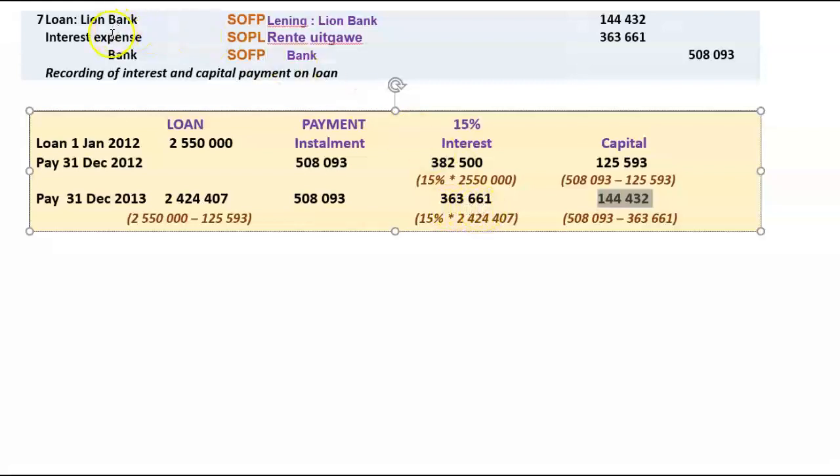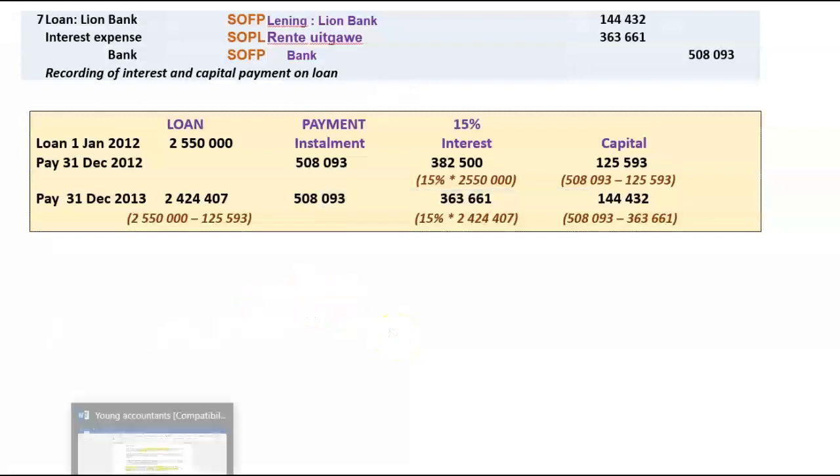Then I have to account for the interest that I've incurred in the current financial period, the 363,661. So I'm going to debit my expense account in the statement of profit or loss with the 363,661. And I'm going to credit bank with what? The full amount that I've paid. And what did I pay? The installment amount of 508,093. So the capital portion goes against the loan account. The interest portion goes against the income statement account, which is an expense account in this instance.